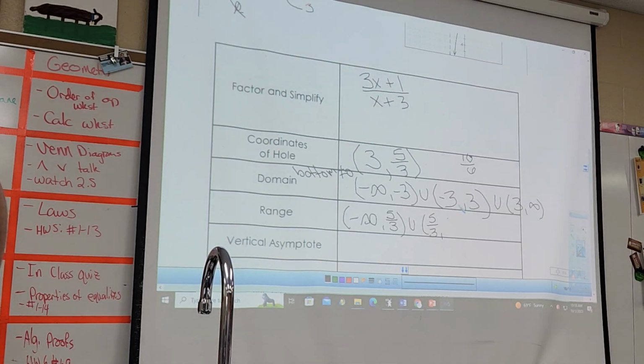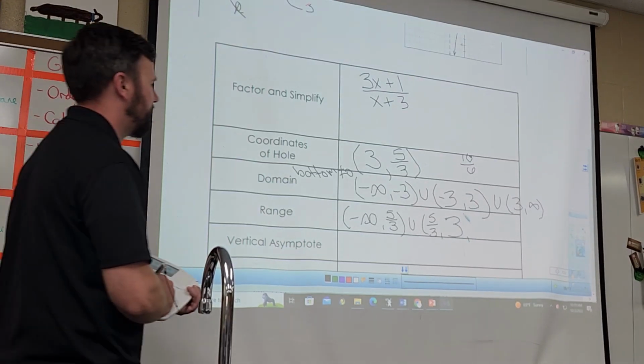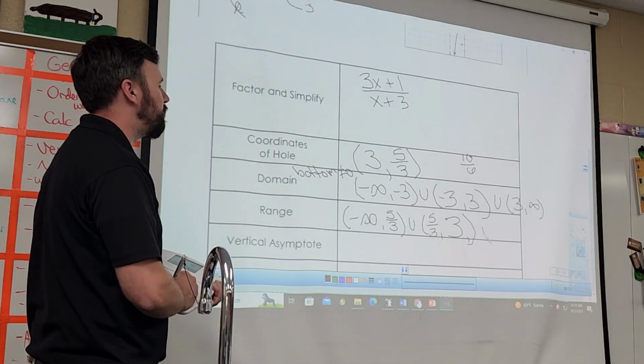So where's my asymptote at? Was it at 3? Wait a second. Is that graph on? Oh no, they're both at 3. At 3. And then from where to where?